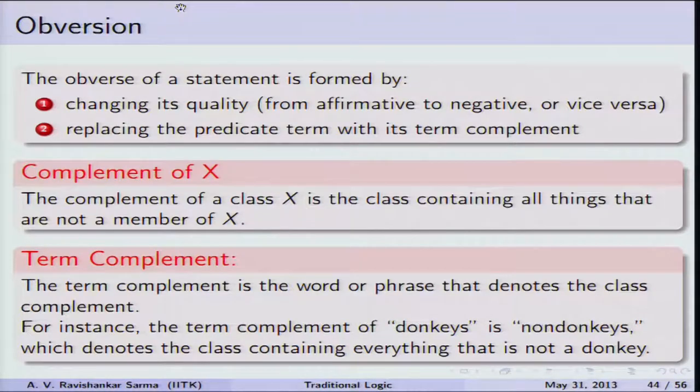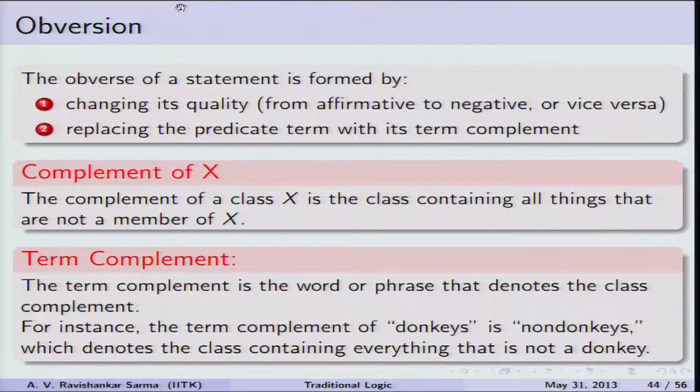In the second step, you replace the predicate term with its complement. For example, if you have the word fish in the predicate, you replace it with non-fish, or non-cats, non-dogs, etc. So the complement of X is a class containing all things that are not members of X. 1 minus X is considered to be the complement. So the term complement is a word or phrase which denotes the class called the complement.